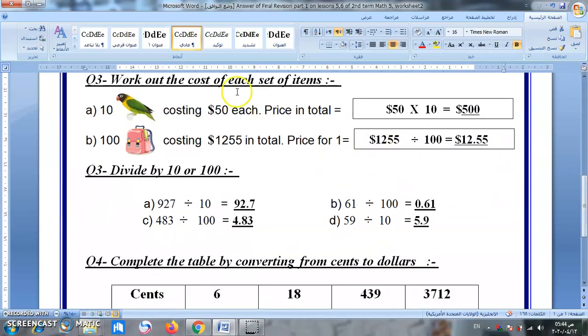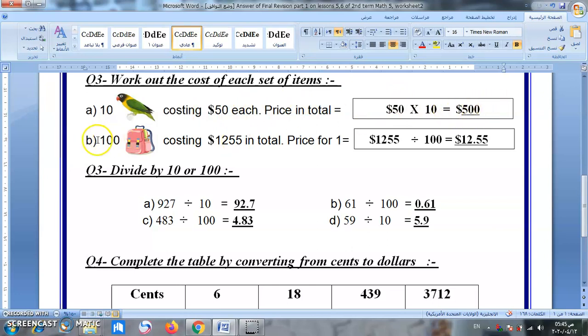Work out the cost of each set of items. استخرج تكلفة كل عنصر. 10 parrots, 10 ببغانات, costing $50 each. الببغان الواحد تكلفته $50. So the price in total, يبقى إجمالي السعر, we will multiply by 10. Why? Because one parrot is $50. So what about 10? We'll multiply $50 by 10 equals $500.